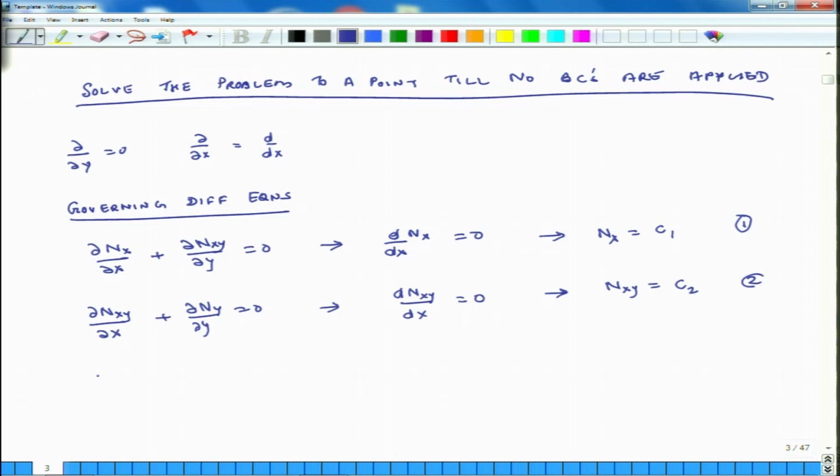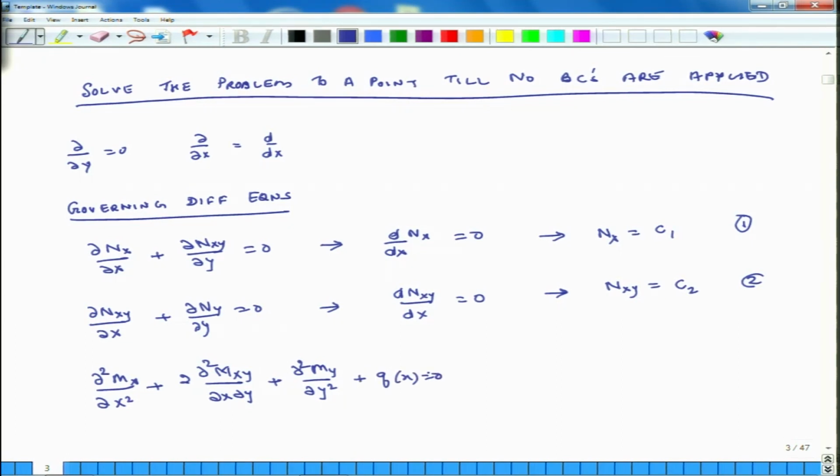And then what is the third equation? Second derivative of mx plus 2 del 2 mxy over del x del y plus del 2 my over del y square plus q.